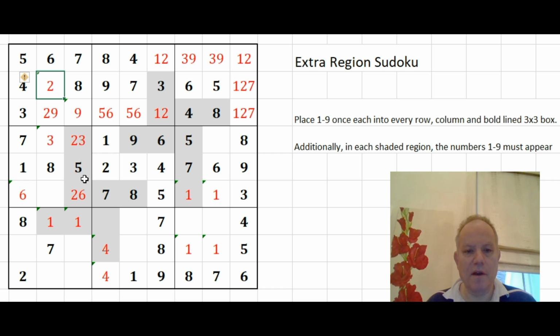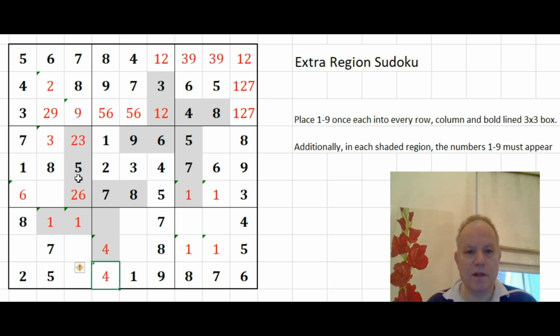Now, we've got a 5 in the grey area. That rules out a 5 from those two. So in this box, there can't be a 5 in that row because of this 5. There must be a 5 in one of those, and that 5 again decides where the 5 is there. So now we've got 3 and 4 to place along the bottom.